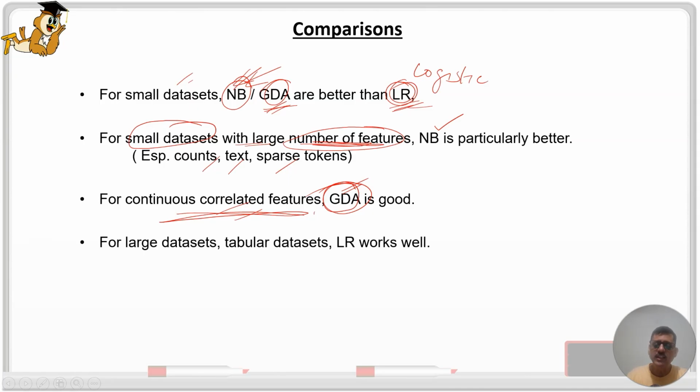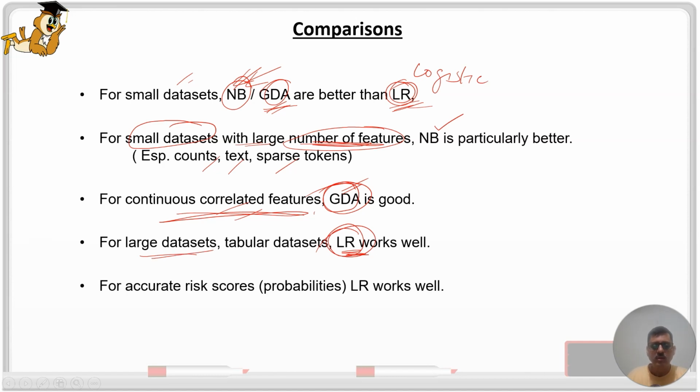For large data sets or tabular data sets, LR works very well. Logistic regression works very well when your data sets start becoming larger and larger. And if you are interested in high accuracy scores or accurate risk scores in terms of probabilities, LR typically works very well. The probabilities that it returns are usually more accurate, of course, if you have substantial data sets. So in this particular situation, you may want to go with logistic regression.